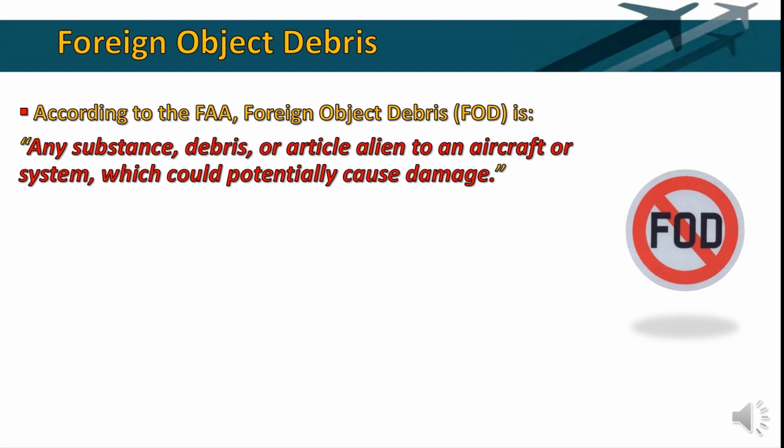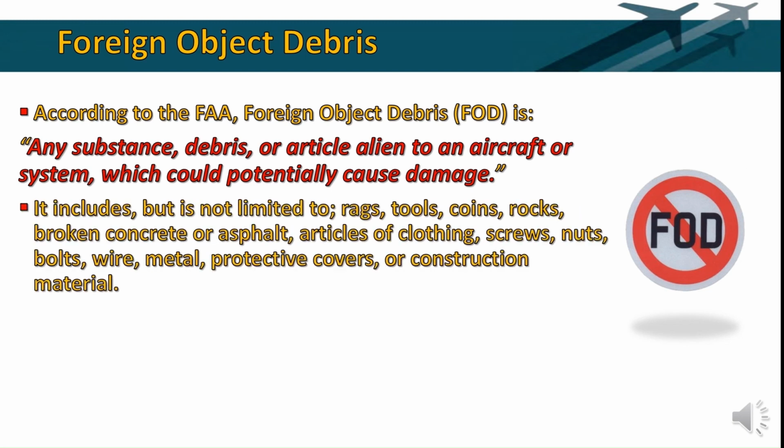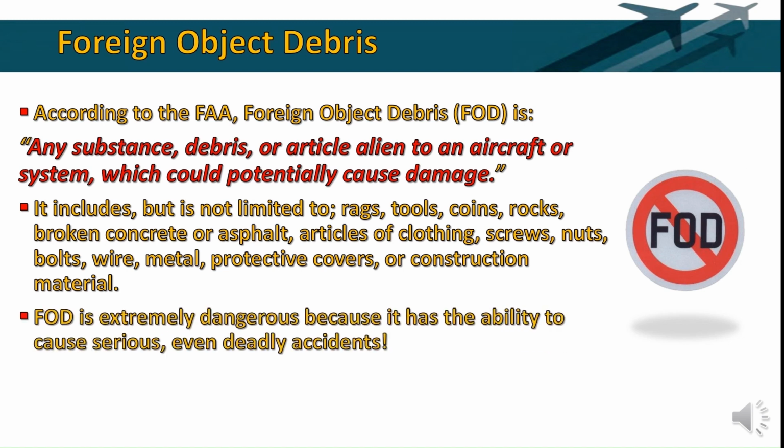Foreign object debris. According to the FAA, foreign object debris is any substance, debris, or article alien to an aircraft or system which could potentially cause damage. It includes but is not limited to rags, tools, coins, rocks, broken concrete or asphalt, articles of clothing, screws, nuts, bolts, wire, metal, protective covers, or construction material. FOD is extremely dangerous because it has the ability to cause serious, even deadly accidents.